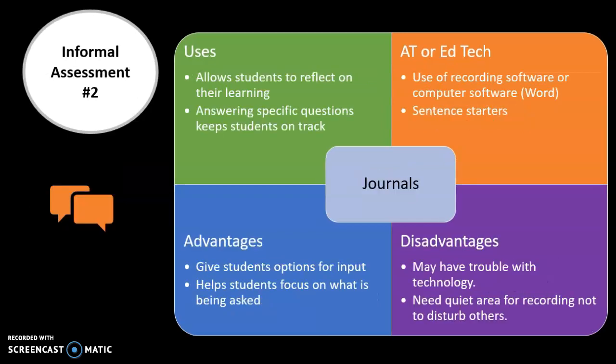Next one is journals. So journals allow students to reflect on their learning, and answering those specific questions helps keep students on track. It also gives a lot more in-depth feedback on whether or not they got it, and can reveal misconceptions. So some of the assistive technology here would be use of recording software or computer software. So it would be helping students who have problems with typing or writing.